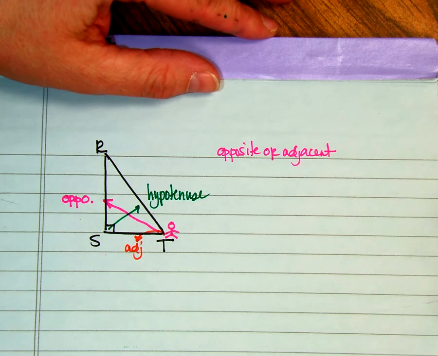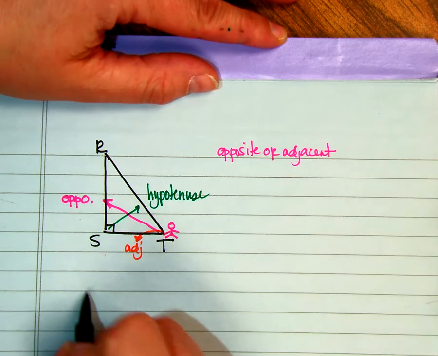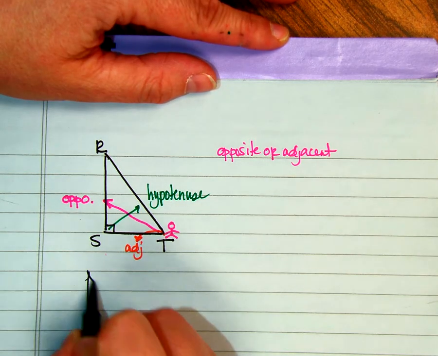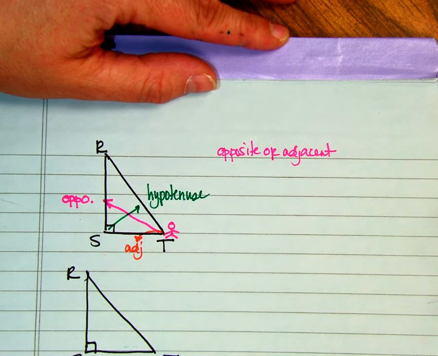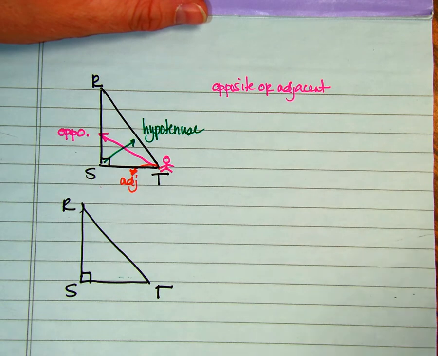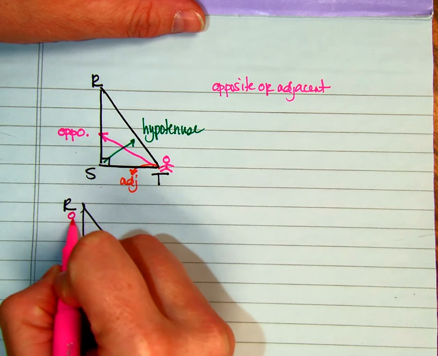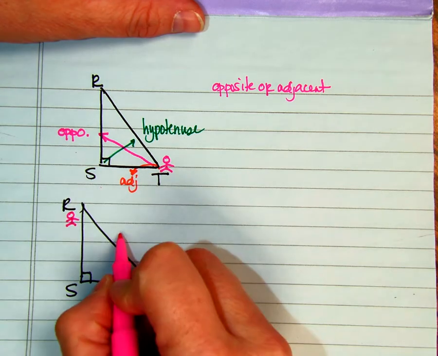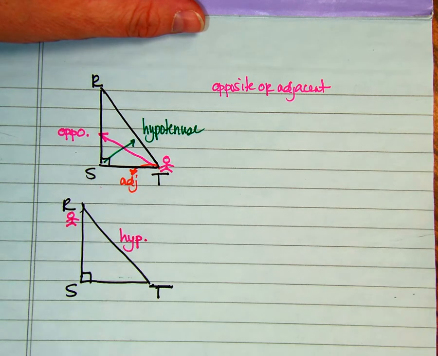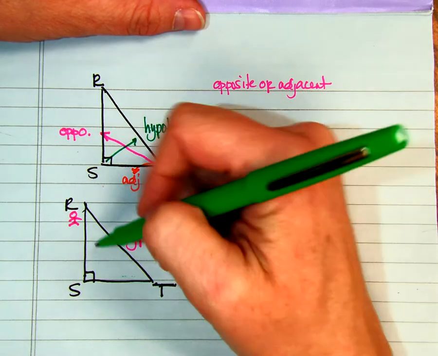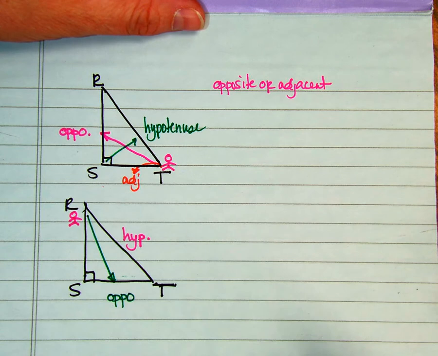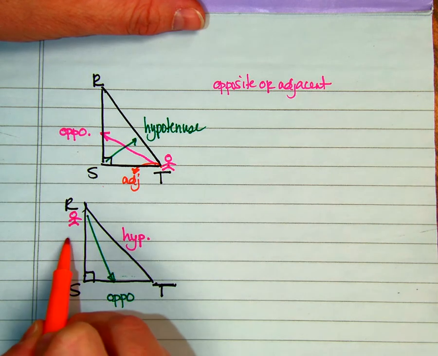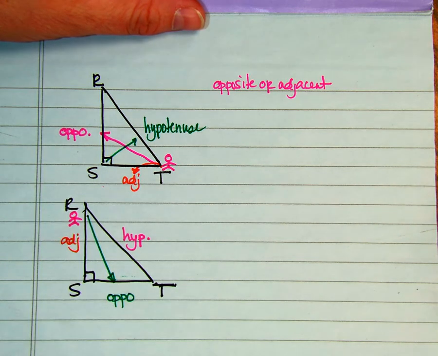Now, if I were standing at a different angle, so if I was still standing at R now, this is still and always going to be my hypotenuse, but now ST is going to be my opposite, and then RS would be my adjacent.